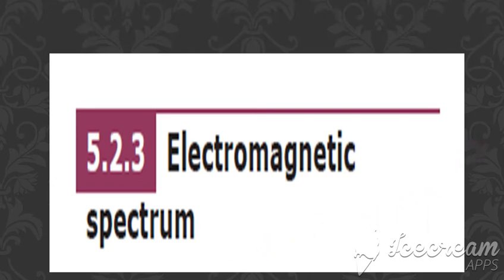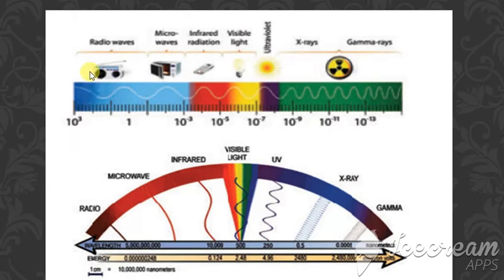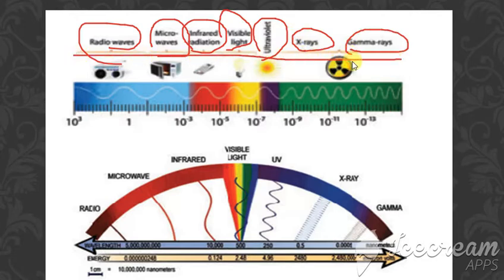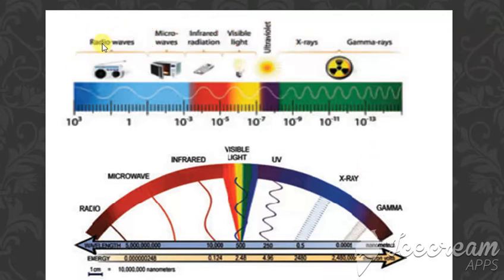So the next topic we are going to see is about the electromagnetic spectrum. It consists of various waves such as radio waves, microwaves, infrared, visible, ultraviolet, X-rays and gamma rays. Each one we are going to see separately. In that, first we are going to see how it is produced, and then the wavelength, and where all it has been used.